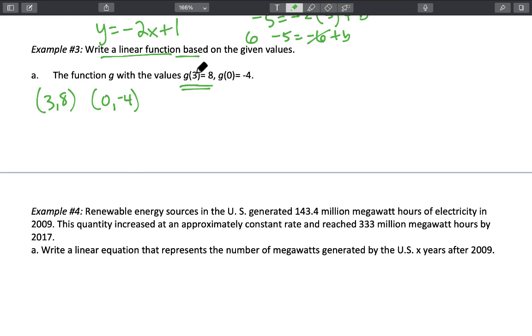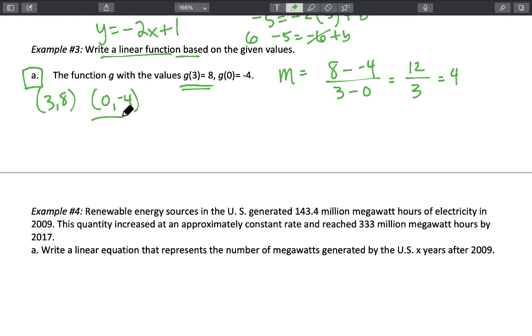Remember, the number inside the parentheses is the x value, and the number that it's set equal to is the y value. So you're going to do exactly the same thing here for example 3a that we just did up above. Let's start by finding our slope. 8 minus a negative 4 divided by 3 minus 0. Here's our change in y, which is 12, over the change in x, which is 3, and therefore my slope is 4.